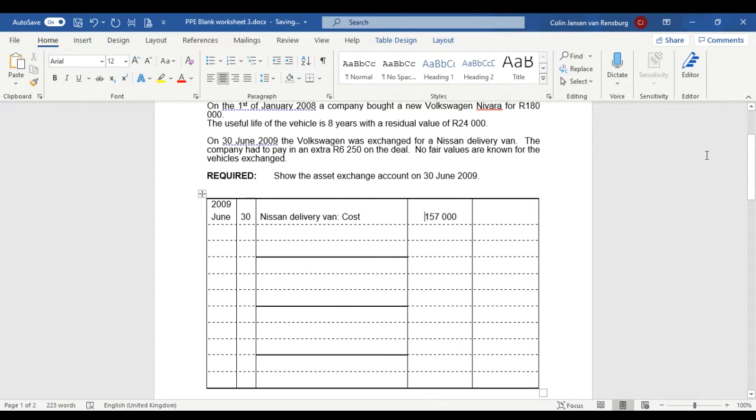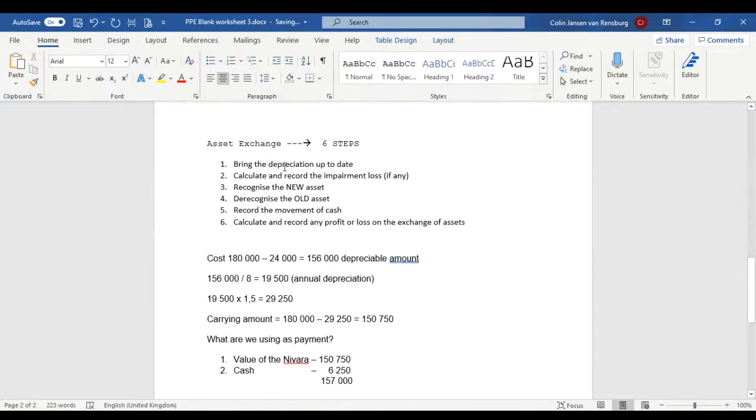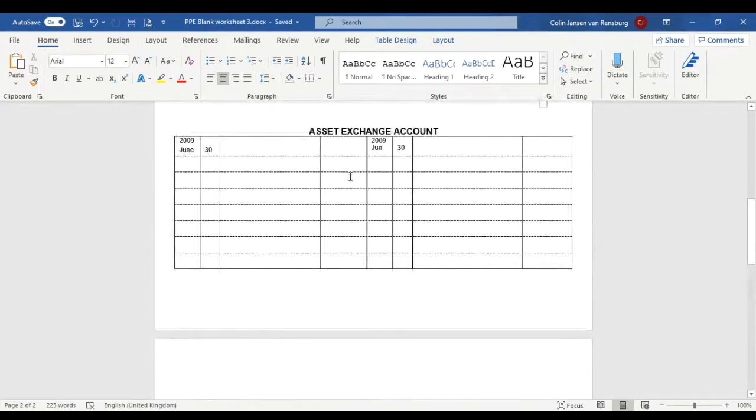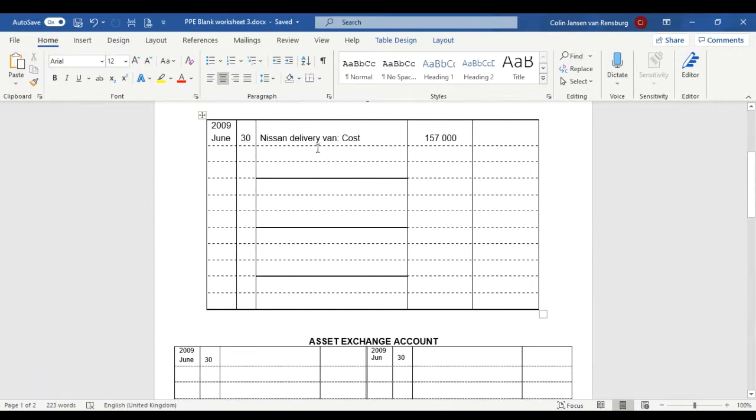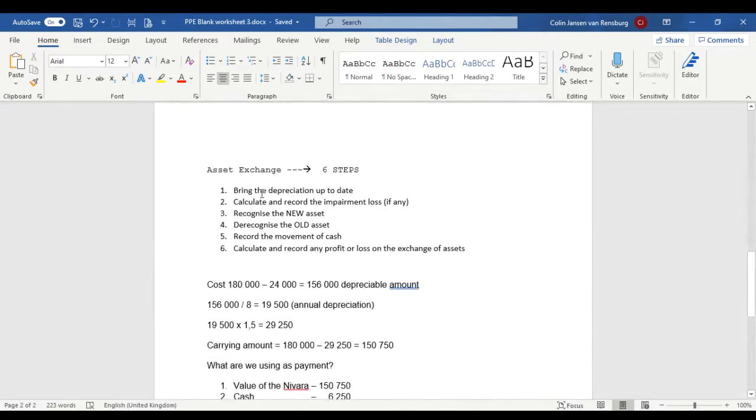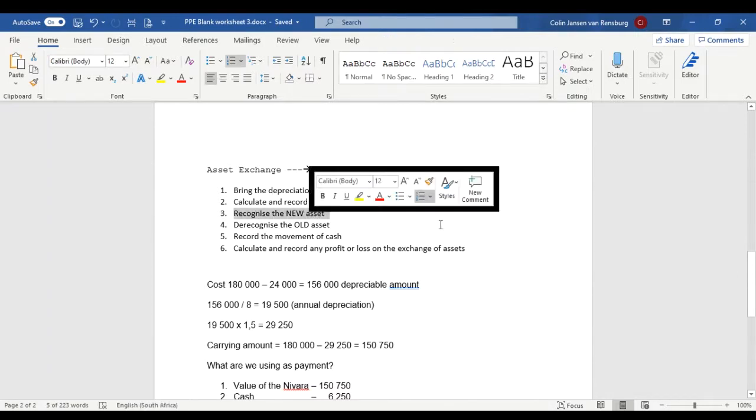If we look at our basic principles again, we have brought the depreciation up to date. They didn't require us to do an entry for that, but we still needed to bring the depreciation up to date. If they required that entry as well, we would have debited depreciation on motor vehicles, and credited the Nissan delivery van accumulated depreciation account. Right. So those are the steps that we've already done. And now we've also done step 3. We've recognized the new asset.